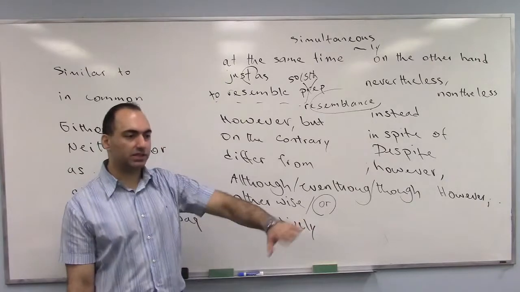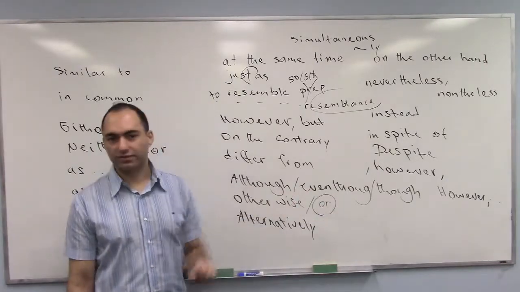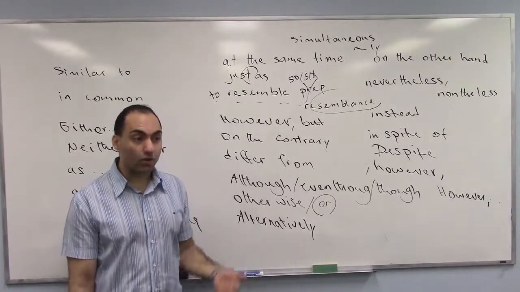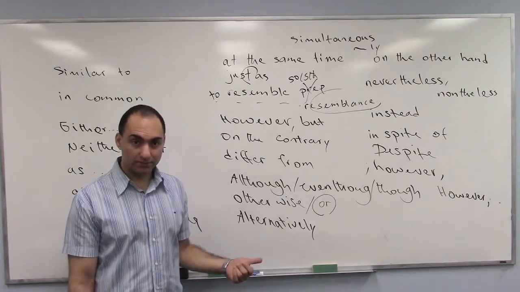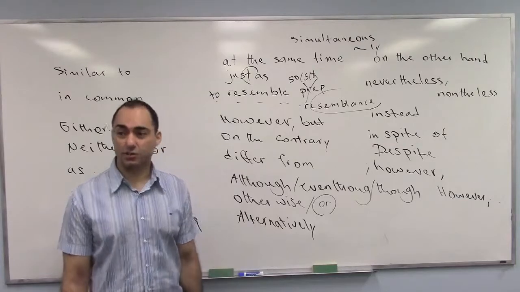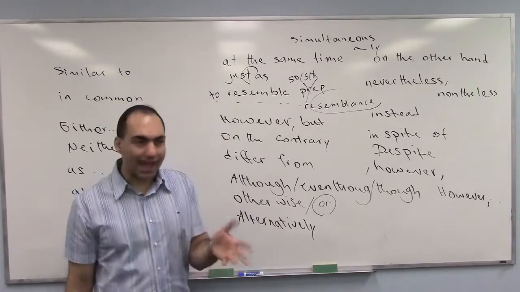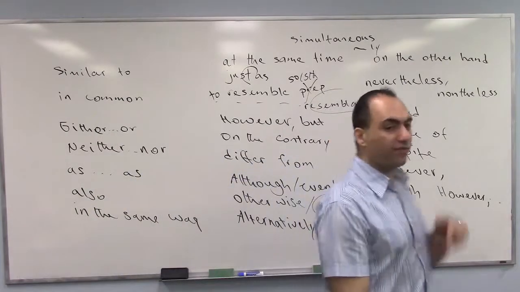This or doesn't mean like this or that. Study hard or you'll fail. Get home early or your dad will be mad. Because mom wouldn't say like otherwise your dad will be mad. That's very formal. Or your dad will be mad. So this or is different from that or.